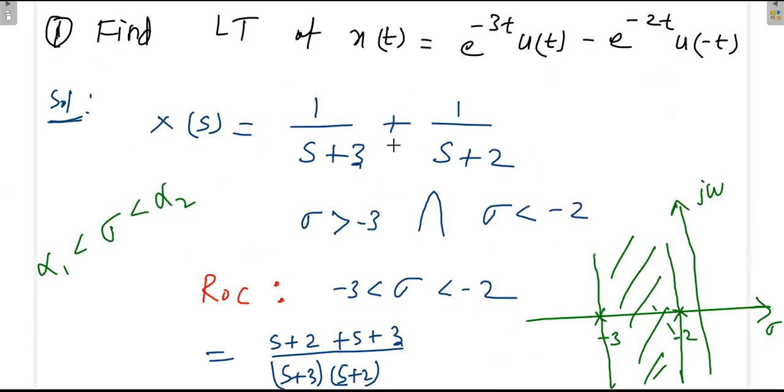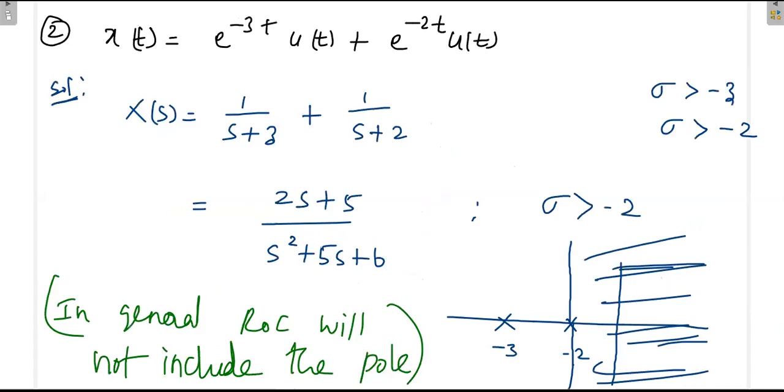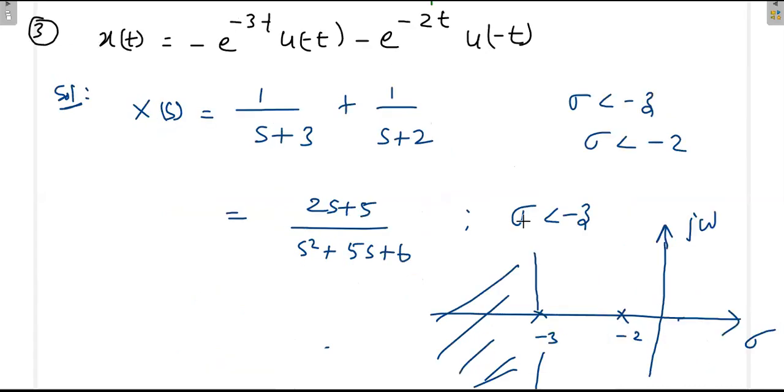This is the first problem. Again, we got a final answer here. This is (2s + 5) divided by (s square + 5s + 6). Then the second problem, again the same answer. The third problem is also the same answer, but with a different ROC.